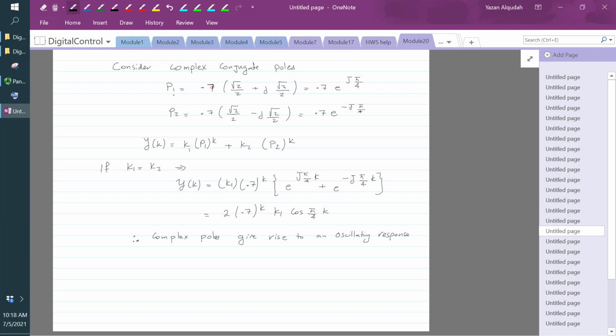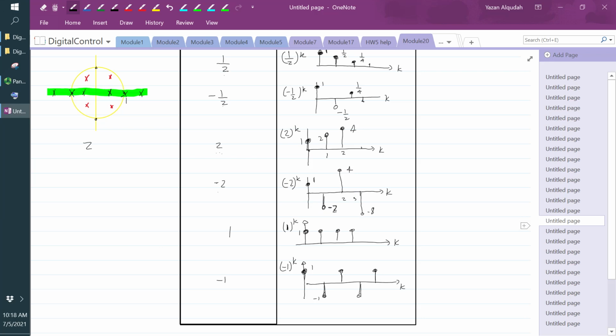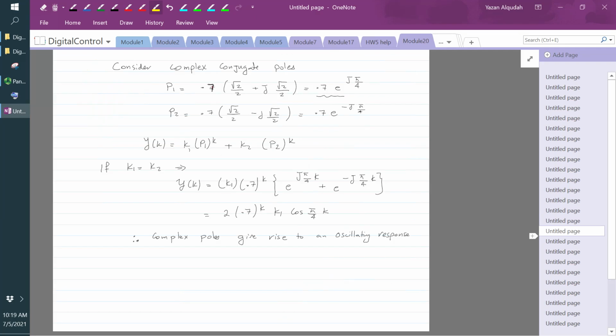So let's say that we have p1 equal to 0.7 multiplied by square root of 2 over 2 plus j square root of 2 over 2, which I can write as 0.7 e to the j pi over 4. And I have another root at 0.7 e to the negative j pi over 4. So if I go back to my unit circle, this could be my pole here, and this is the other pole, at angle pi over 4 and negative pi over 4, and the length of it is 0.7. How does the response of the system look?